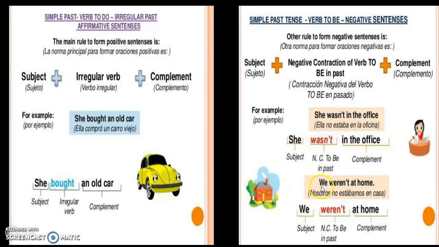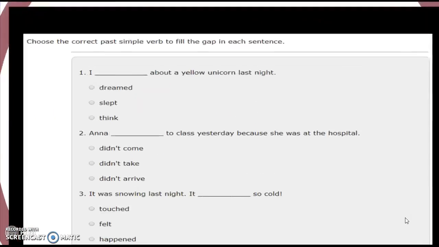Okay. We weren't at home. We is the subject. Weren't is the negative contraction of the verb to be in past. At home is the complement. Okay, let's continue.